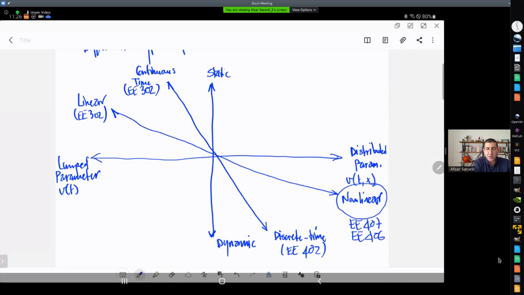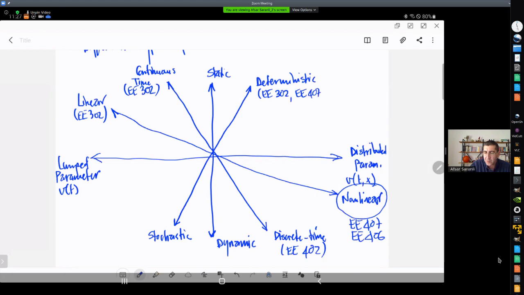mainly in 302. Another axis here is where we have deterministic systems versus, on the other side, stochastic. We have dealt with deterministic systems and we will keep dealing with deterministic systems for now, in EE407 and EE406.